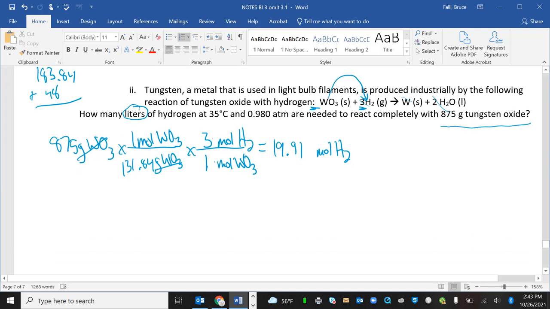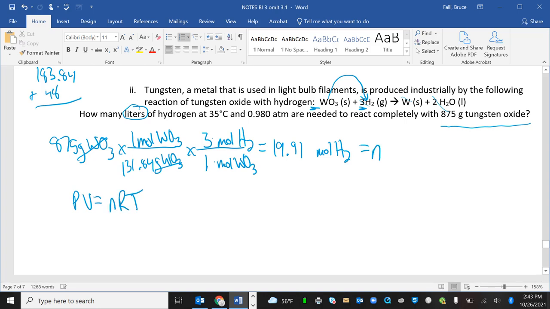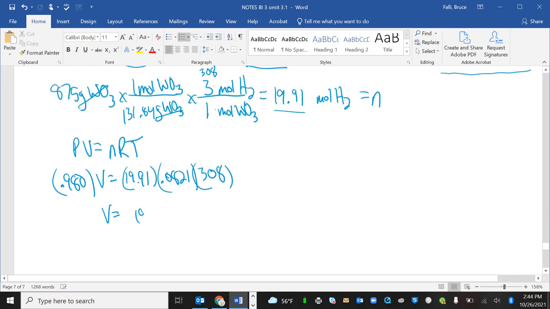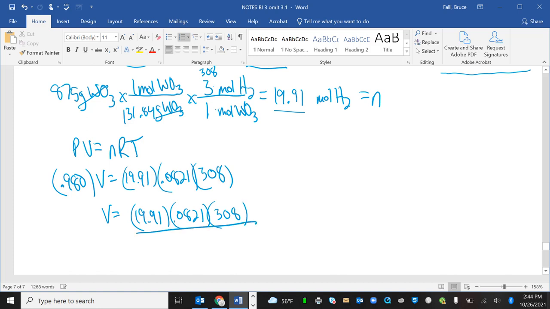And now to find out the liters, I'm going to do PV equals nRT. Remember, that's n. So the pressure is up here, and it's 0.980. Remember how our units matter when we use R? So we've got to have our units in atmospheres. Our temperature, 35, the nerve of 35. So 35 plus 273 will be 308. How many liters? So I'm going to solve for liters. Number of moles is 19.91. It doesn't matter if you round that or not yet. You probably shouldn't. R is 0.0821. Then my temperature is not 35, it's 308. So then V is going to be 19.91 times 0.0821 times 308 over 0.980.